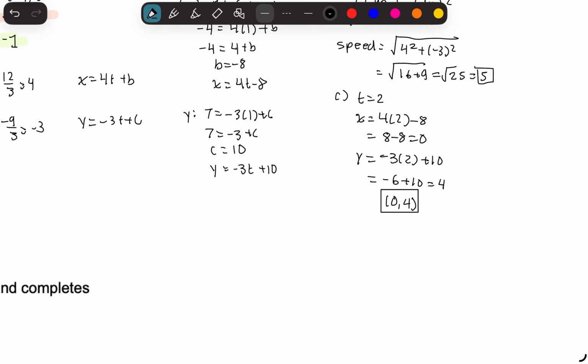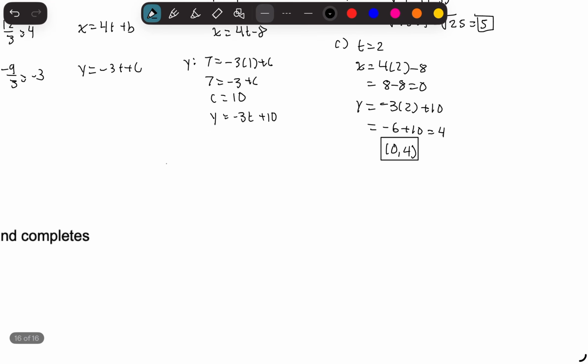Now, when does it cross the y-axis? So what does it mean when you cross the y-axis? That means that x is equal to 0. So x is equal to 4t minus 8. 0 is equal to 4t minus 8.